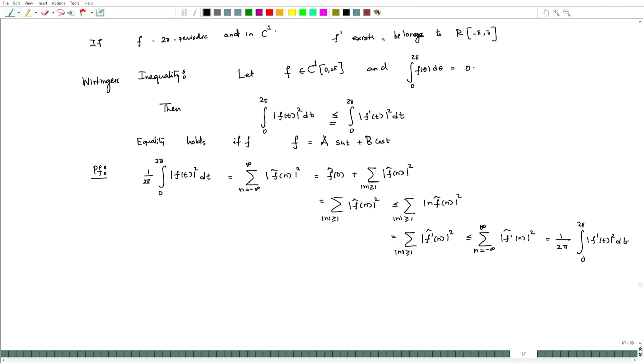Okay, so now let us look closely at the proof. In the proof, this is the only place where the inequality is occurring. Now, if this is equal to this, then all my calculations in the intermediate steps will turn into equality. Therefore, in this step, this inequality will be replaced by equality. If both sides are equal, then this is going to be an equality. What does it mean? This says that the sum over mod n greater or equal to 1 of mod f hat, if equality occurs.